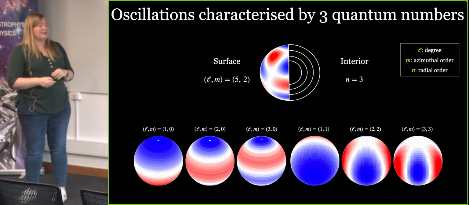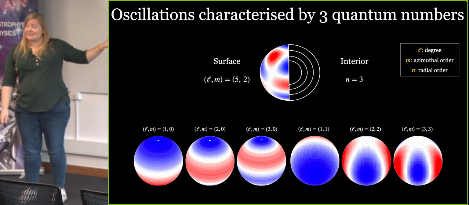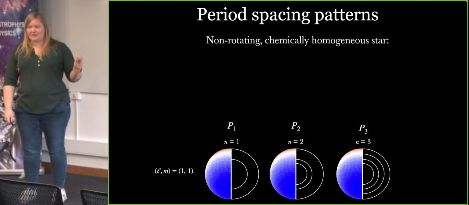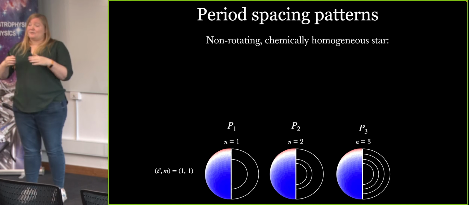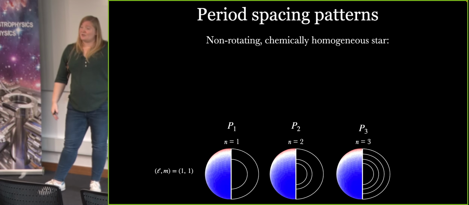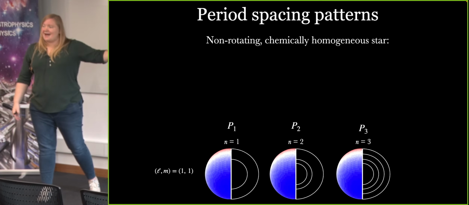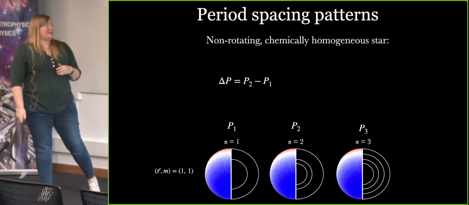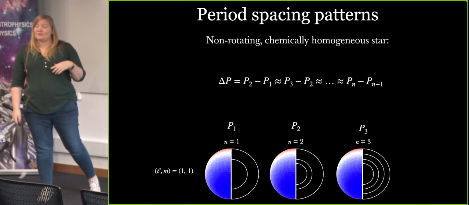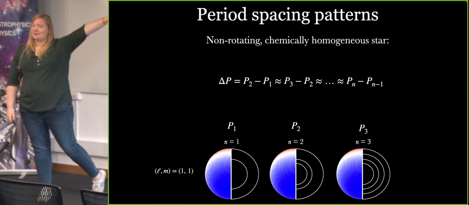Now, if you're looking at gravity mode oscillations, like the ones that are found in slowly pulsating B-type stars, then they have the property that they're roughly equally spaced in period. And what I mean by that is that if you're looking at oscillations that have the same number of surface nodes crossing the equator, and the only difference is the number of nodes that they have inside of them, then if we calculate the period differences between these oscillations, these differences are roughly the same, assuming that the star is non-rotating and chemically homogeneous.